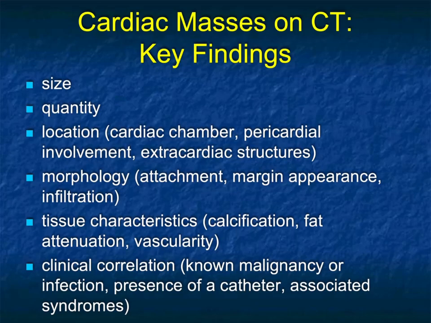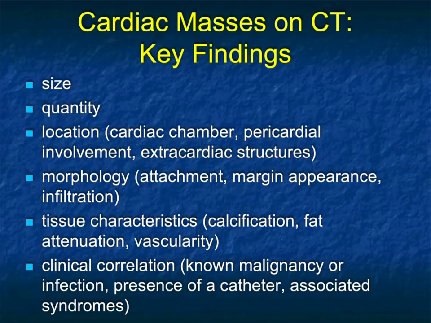Cardiac chamber, left atrium, you're thinking myxoma. Pericardial involvement on the right side, you're thinking angiosarcoma. Extracardiac involvement, maybe it's lymphoma or metastasis. We talk about appearance, morphology, margins, attachment, infiltration. We talk about tissue characterization, calcification, fat attenuation, vascularity, and then, of course, the comments we made about clinical correlation.